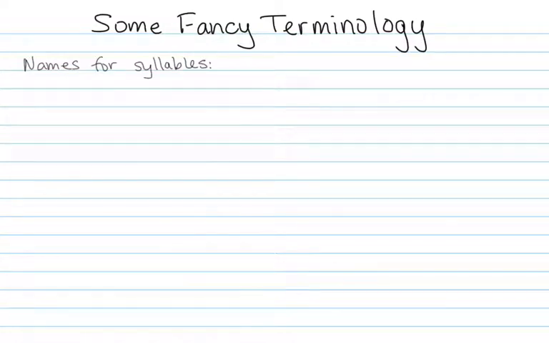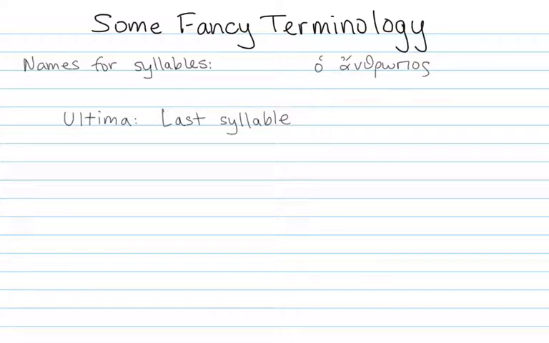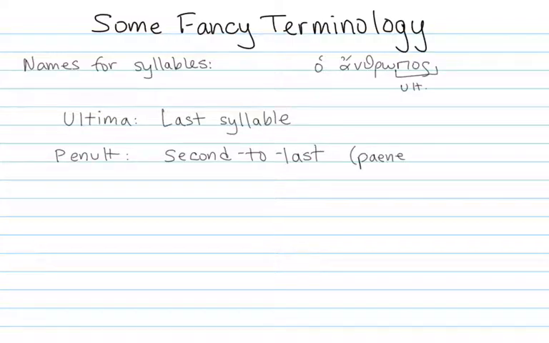So each syllable has a name. The last syllable is called the ultima, from the Latin word meaning last. So in our sample word ho anthropos, pos, the last syllable, is the ultima. The second to last syllable is called the penult. It's from the Latin paene ultima, almost last. And in our sample word anthropos, thro is the penult.